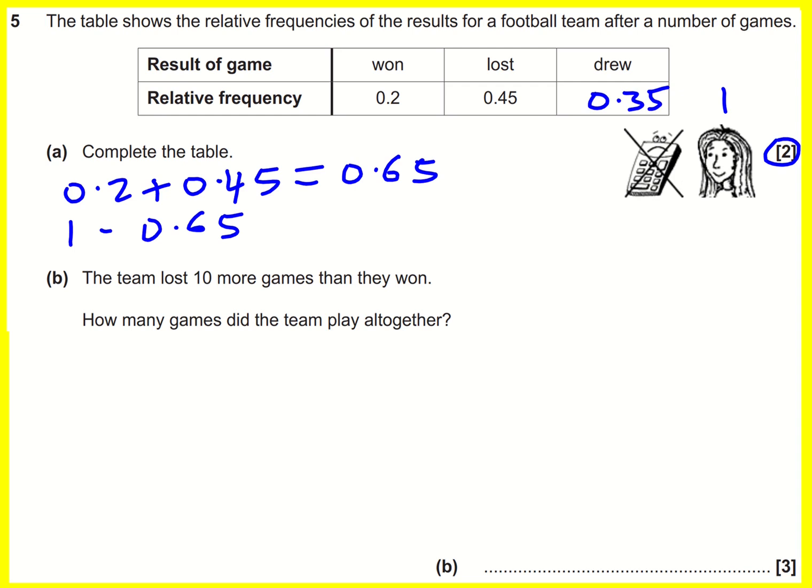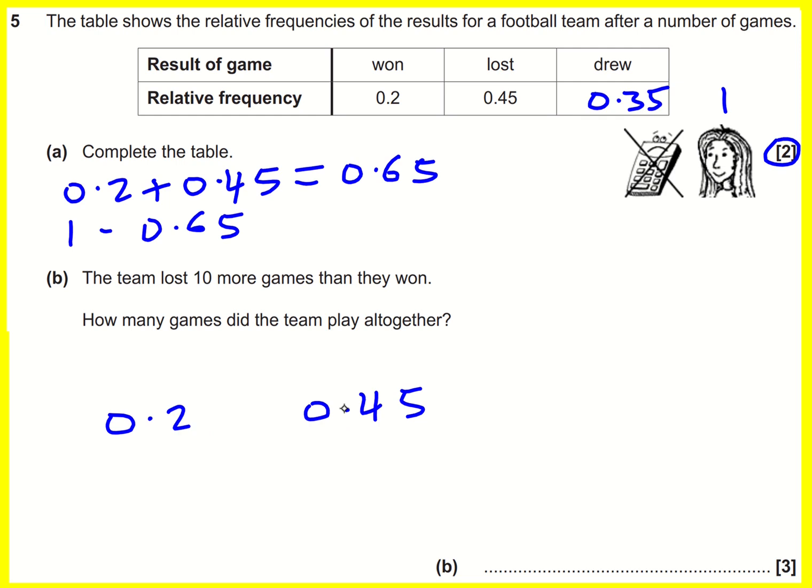The team lost 10 more games than they won. How many games did the team play altogether? So for this, I would look at these numbers, 0.2 and 0.45, and think how many more did they lose? Well, they won.